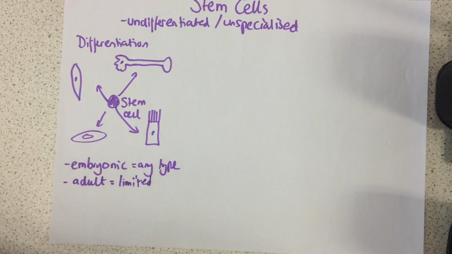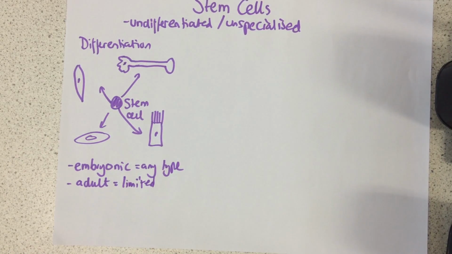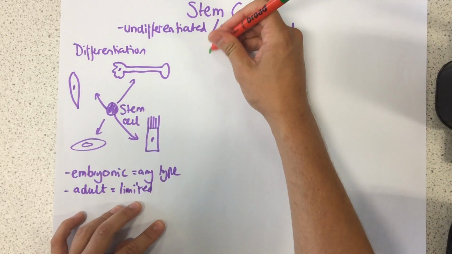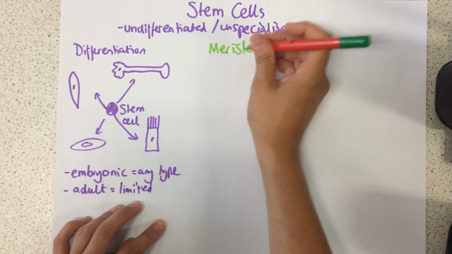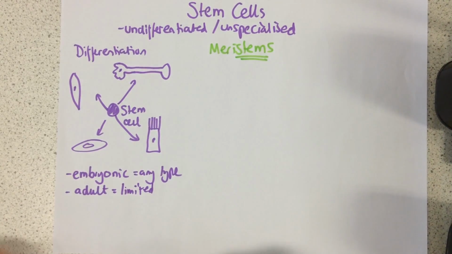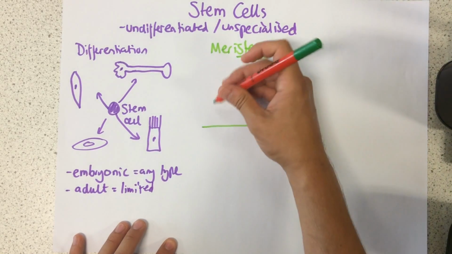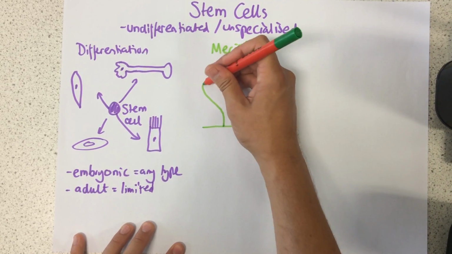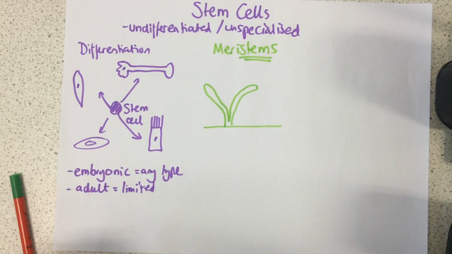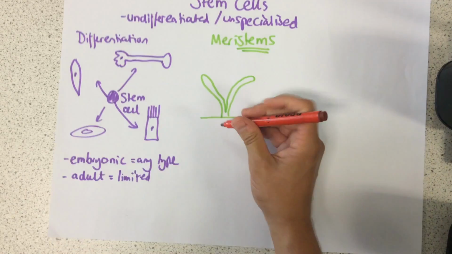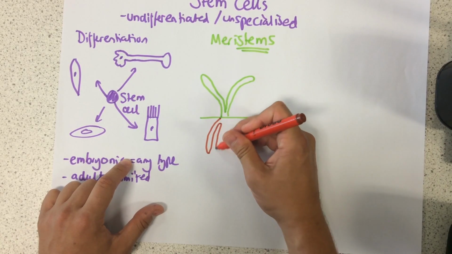Now, it's not just animal cells that have stem cells. Plants also have stem cells called meristems. So the big clue that stem cells, it has the word stem in it. So I'll just show you where these stem cells are found. So if we imagine I just have a little plant here, there's the plant above the ground, and this is obviously the roots below the ground.